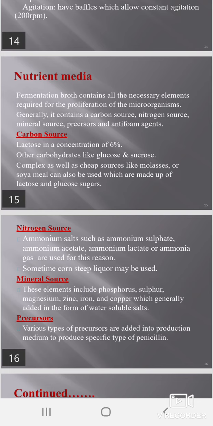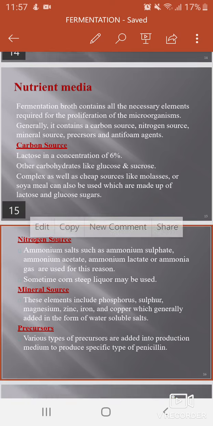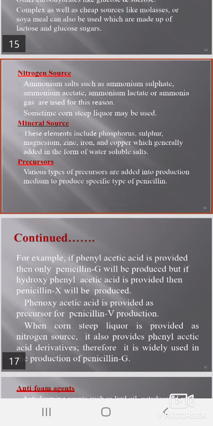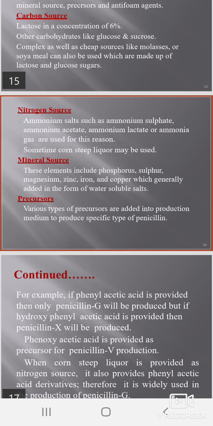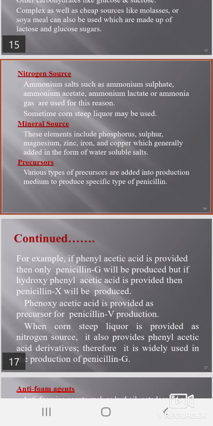Next, you can see nitrogen source. Ammonium salts such as ammonium sulfate, ammonium acetate, ammonium lactate, or ammonia gas are used for this reason. Sometimes corn steep liquor may be used. Mineral source. These elements include phosphorus, sulfur, magnesium, iron, and copper, which are generally added in the form of water soluble salt.